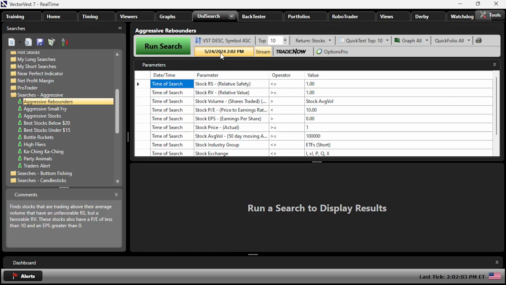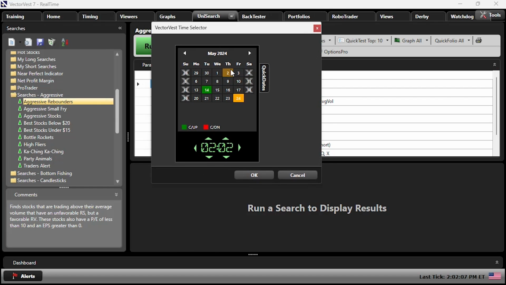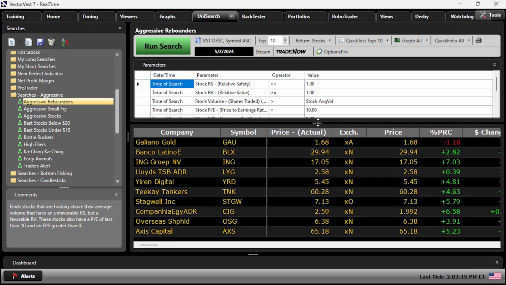So I want to run this as of 5/2/2024, when we got the primary wave up call. I'll run it as of that date. Here are the stocks that met the criteria. Now remember, aggressive stocks. A lot of these stocks you do know, and they probably did move up very well. I am going to do a quick test from that date of the top 10.